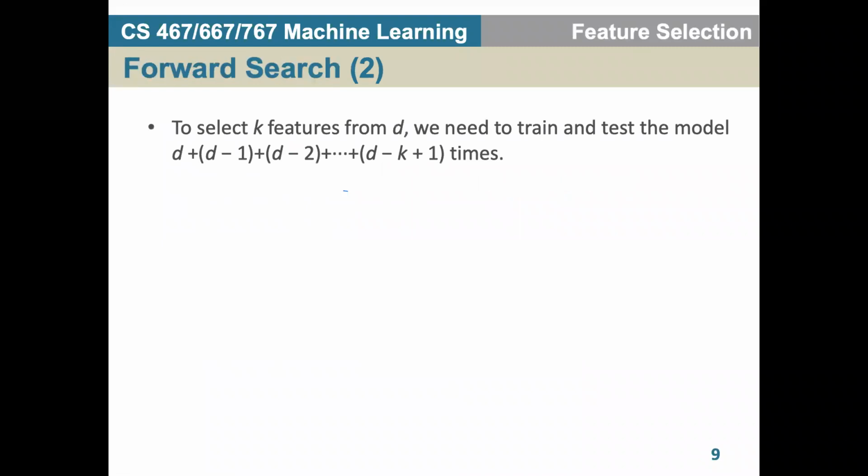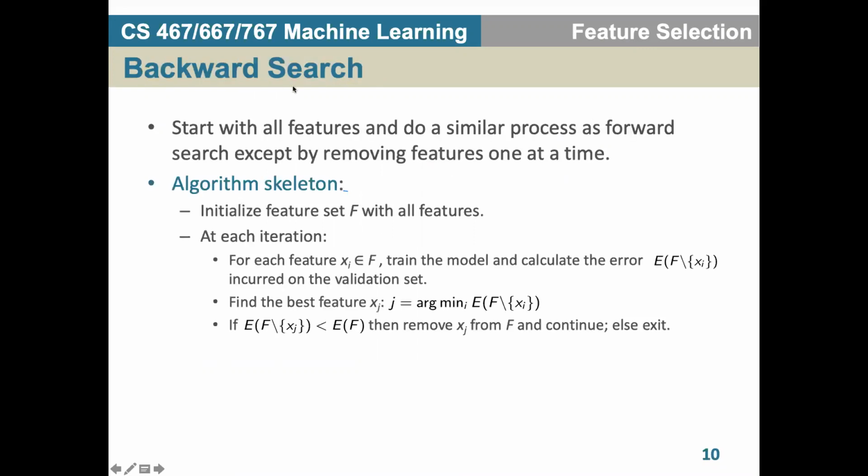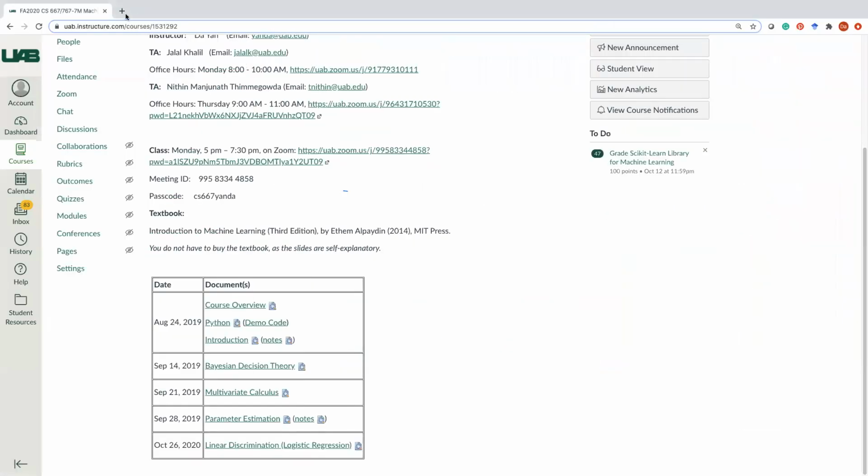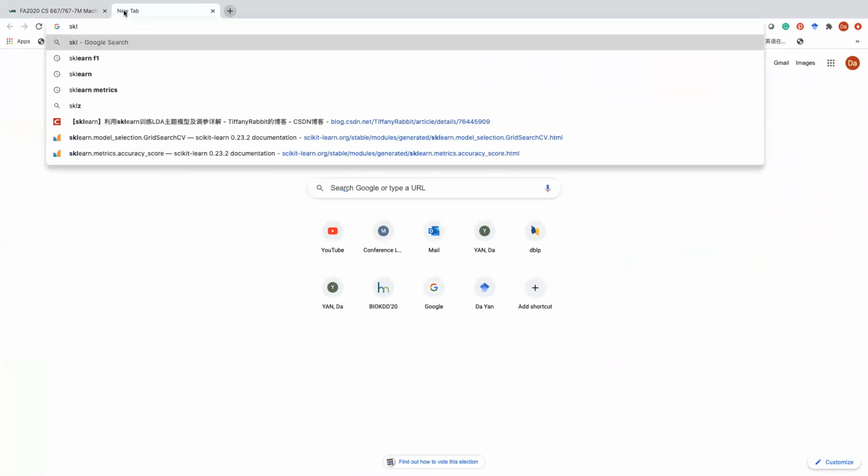So there's one way called forward search and backward search. With this method, you keep the old features. Let's say you have 100 features, and I just want the most discriminative 5 features. You can use forward and backward search. These are in scikit-learn, I believe. You can Google scikit-learn.